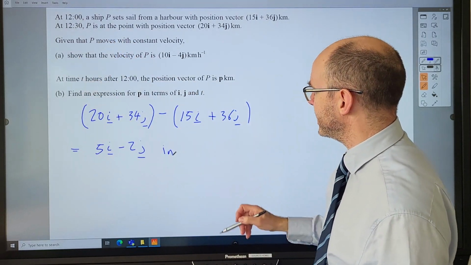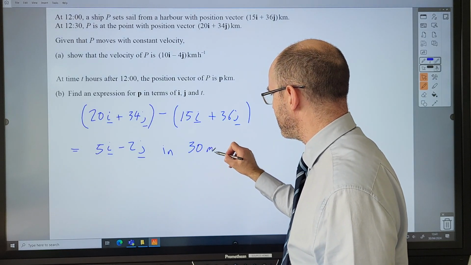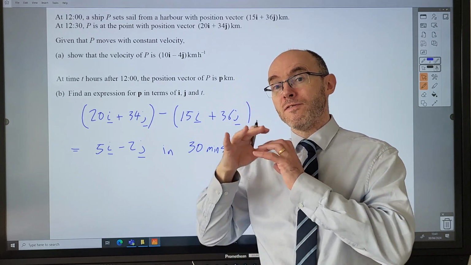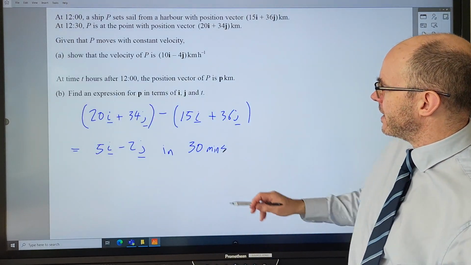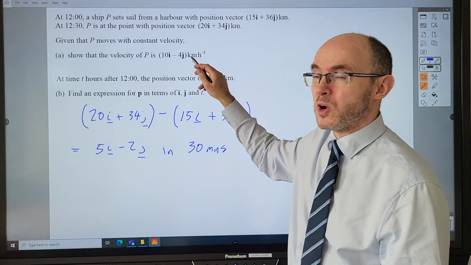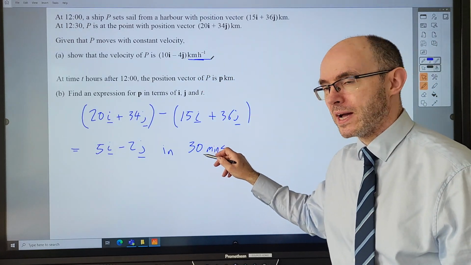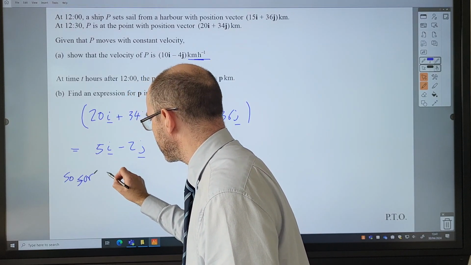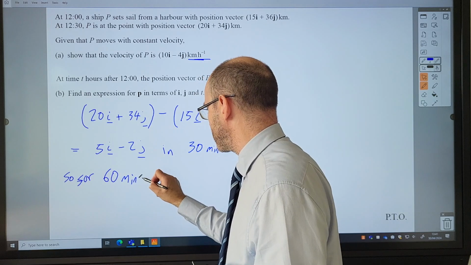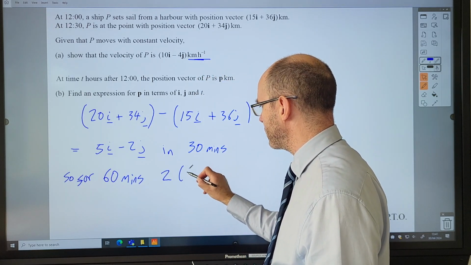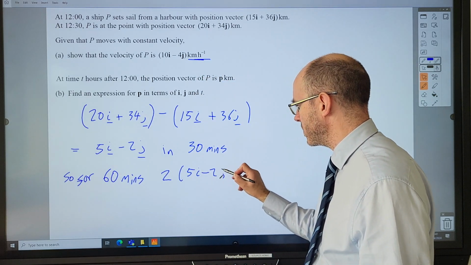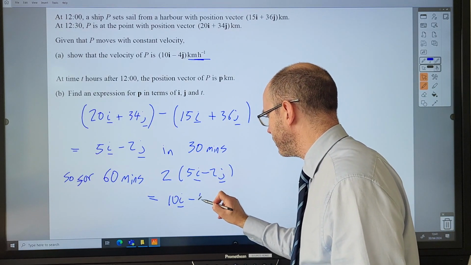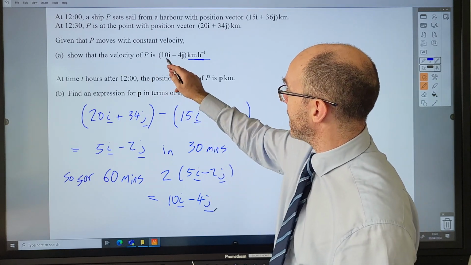So I'm going to put there in 30 minutes. Bear in mind it's a show that, so I'm putting a little bit more work in than I would normally do if it was a find this sort of scenario. That's in 30 minutes. This is in kilometres per hour, so obviously you double that to get 60 minutes. So I'm going to put for 60 minutes, making it obvious that it's just double that. We're going to do 2 times 5i minus 2j, and that gives us 10i minus 4j as required.